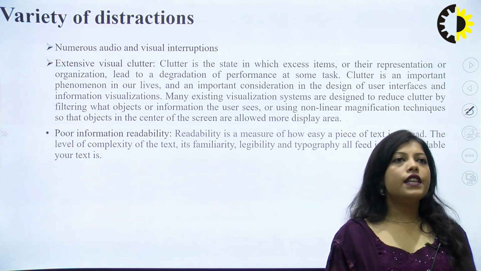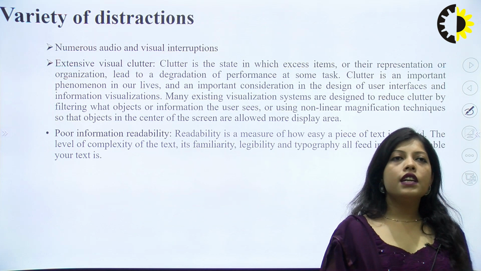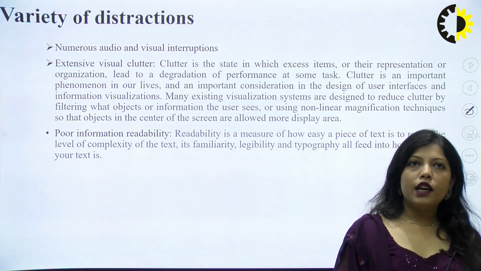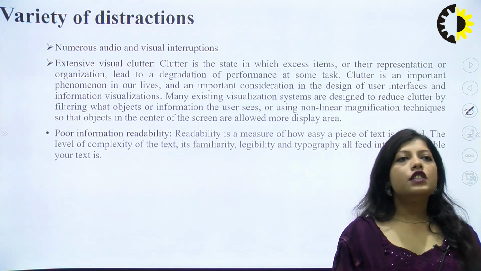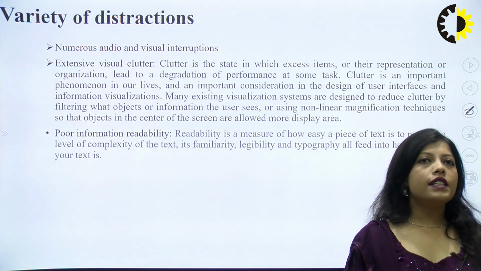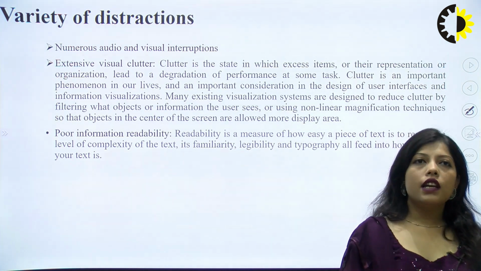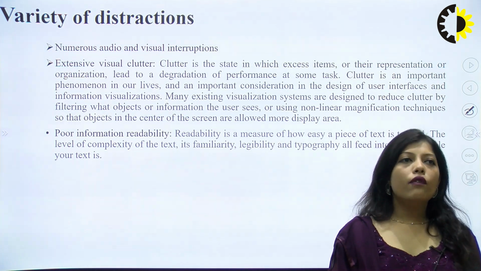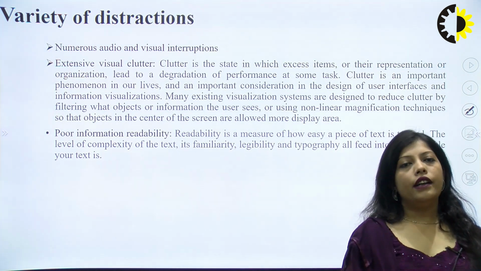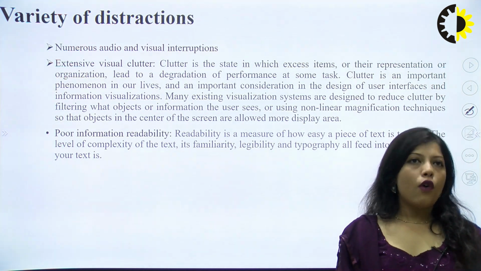Next is extensive visual clutter. Extensive visual clutter means clutter is the state in which excess items or their representation or organization leads to a degradation of performance at some task. Clutter means all the items are placed in one location and not in a grouped form. So we prefer that all the items, all the screen elements, must be in a group form.